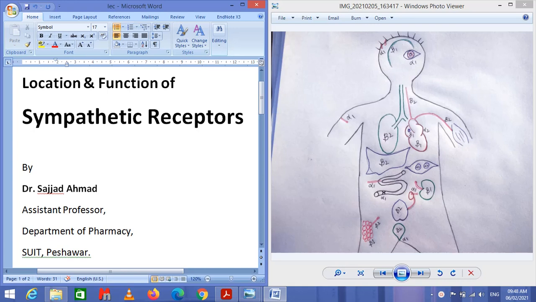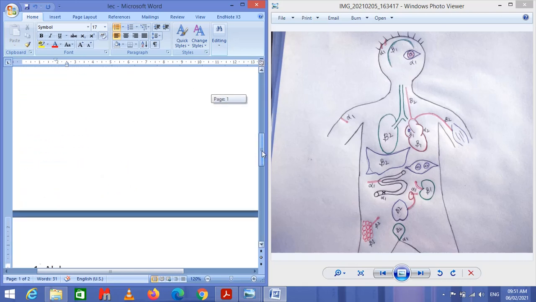Bismillahirrahmanirrahim. Today we are going to learn about a very important topic, that is the location and function of sympathetic receptors. As we know, there are two main types of sympathetic receptor, that is alpha receptors and beta receptors. Alpha and beta receptors are distributed throughout the body, but each of the receptors has a different nature.